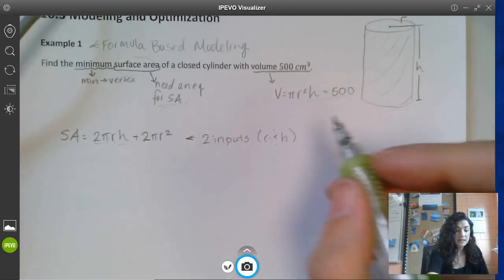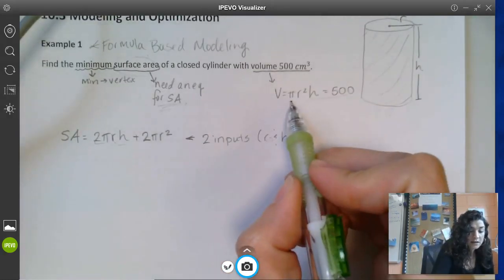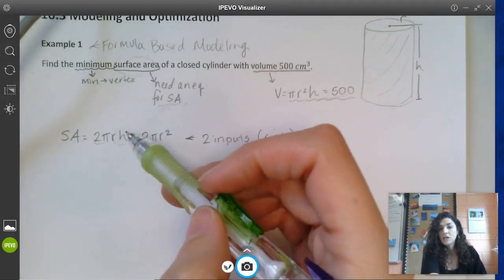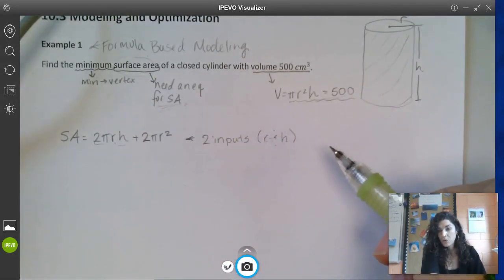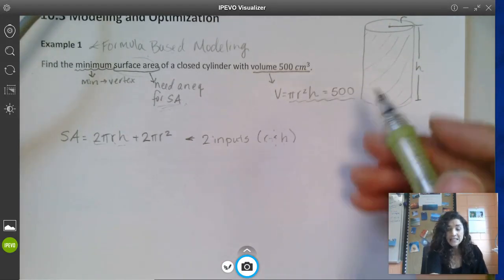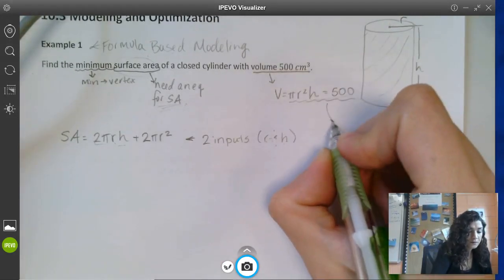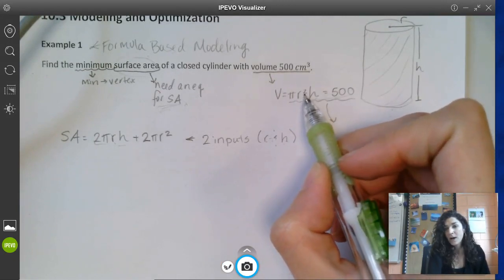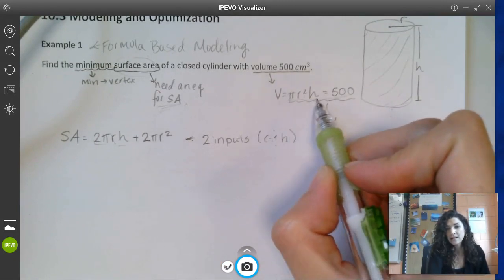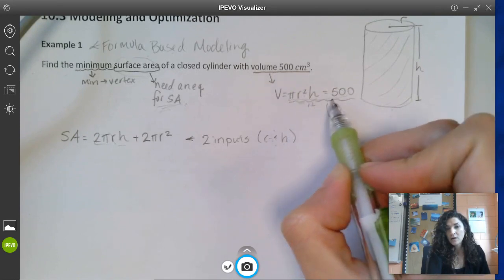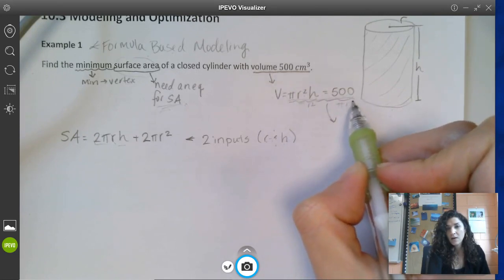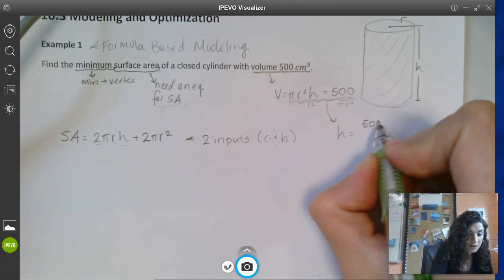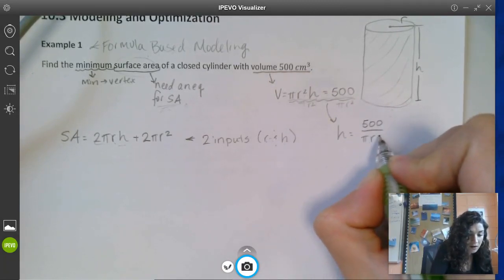But this guy is going to be key because I'm going to isolate for one of these variables, either R or H, and substitute it in here in order to make it have only one input. The easiest one to isolate for is H, because I don't want to have to square root when I'm talking about R. So I'm going to just divide both sides by pi r squared. Divide this side by pi r squared. So I get that H is equal to 500 divided by pi r squared.